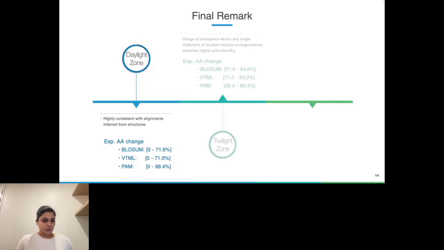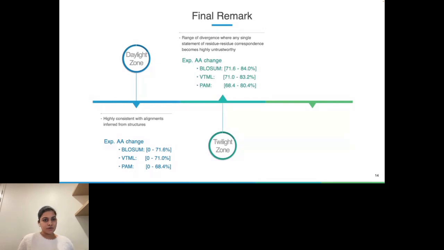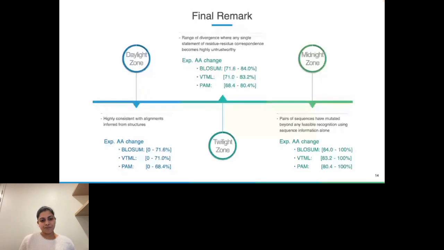Next, the twilight zone. Here, the alignments start to diverge, and any given residue level alignment should be handled with caution. And finally, the midnight zone of sequence relationship. In this region, any suggested sequence alignment generated from sequences alone should be discarded altogether.